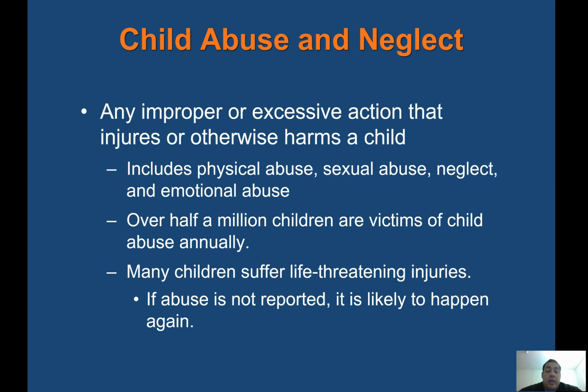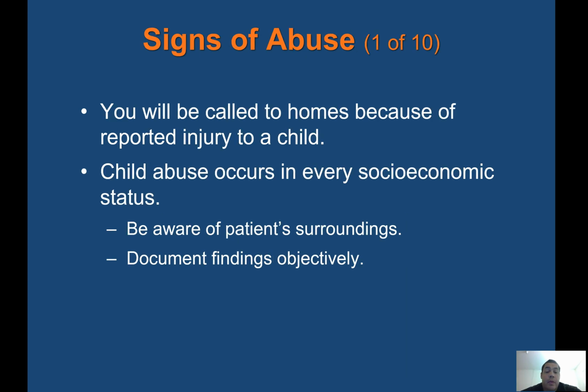Child abuse and neglect: any improper or excessive action that injures or otherwise harms a child, includes physical abuse, sexual abuse, neglect, and emotional abuse. Over 500,000 children are victims of sexual abuse annually. Many children suffer life-threatening injuries. If abuse is not reported, it is likely to happen again.